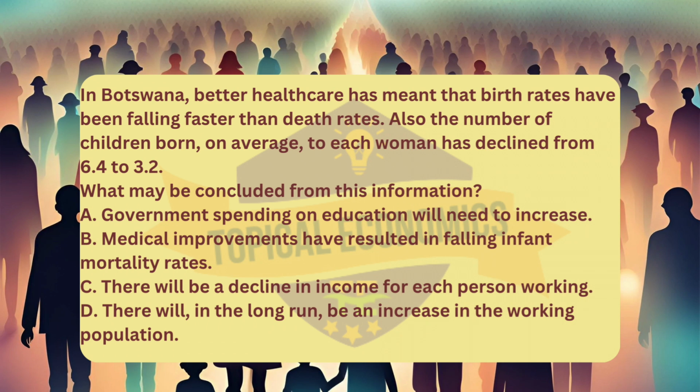Moving to the 12th question. In Botswana, better healthcare has meant that birth rates have been falling faster than death rates. Also, the number of children born, on average, to each woman has declined from 6.4 to 3.2. What may be concluded from this information? A. Government spending on education will need to increase. B. Medical improvements have resulted in falling infant mortality rates. C. There will be a decline in income for each person working. D. There will, in the long run, be an increase in the working population.